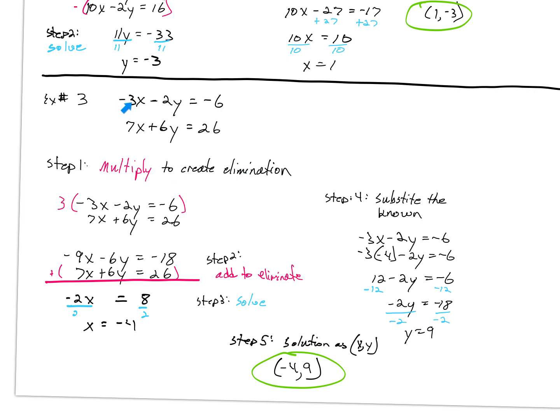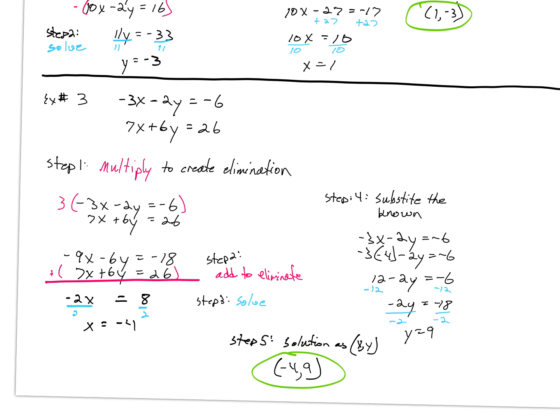I'm going to multiply the entire first equation by 3. So I have it in parentheses, 3 times negative 3x minus 2y equals negative 6. And then I just keep the second equation the same, 7x plus 6y equals 26. As long as you multiply one of the equations, multiplying all of the terms by the same number, it really stays the same equation.